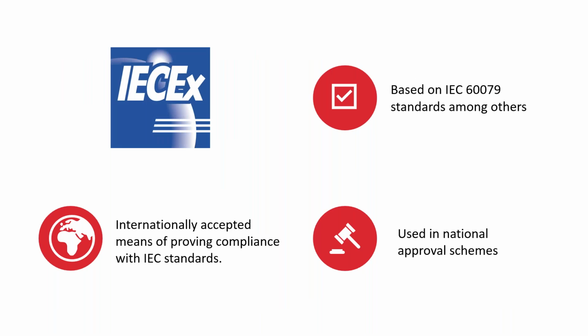IEC-EX is the certification system based on IEC 60079 standards for electrical equipment use in hazardous areas. So IEC-EX is an internationally accepted means of proving compliance with IEC standards. And certification is carried out by an approved certification body, also known as an ExCB. So you should also look out for the Ex, CE, and UKCA logo, along with the IEC-EX certification data, which the manufacturers should publish on their website.